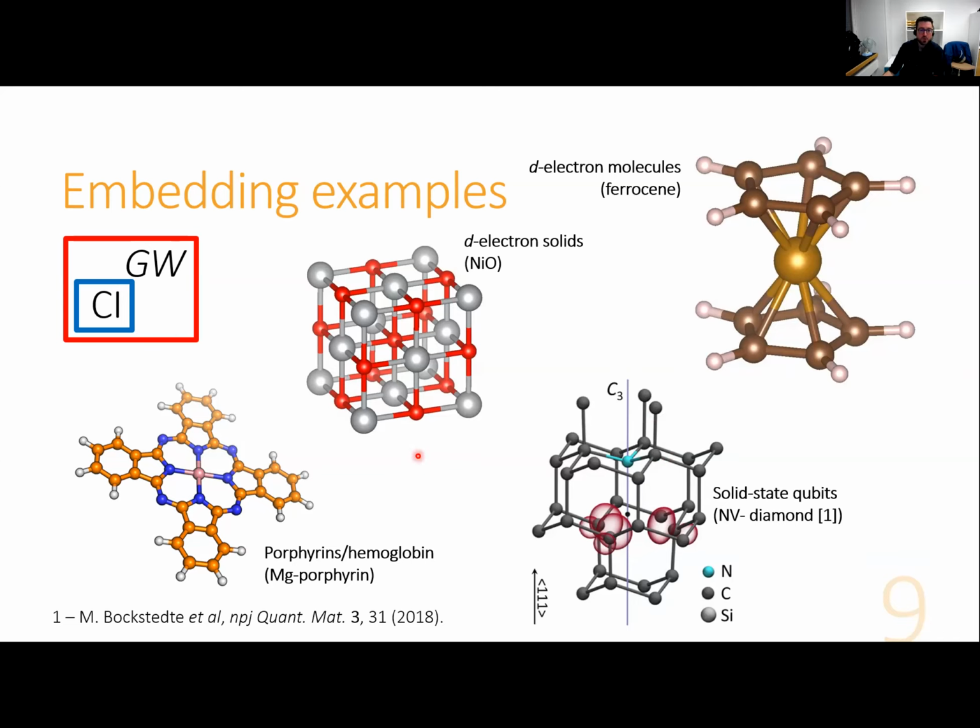The other obvious choice is d electrons. So if it's a d electron atom in a molecule or a solid, the d electrons are a natural choice of active space for the embedding. And everything you see here has been studied with some kind of embedding method. And they're all either in progress or projects that I want to work on in the future with our method.